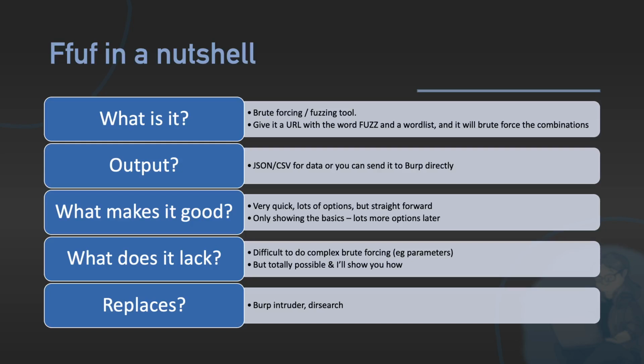So what are the limitations of it? It's difficult to do complex brute forcing, especially when you start to have multiple parameters or you need to have cookies and stuff like that. It's totally possible. I'll show you how. However, that is something to consider. If you're maybe a bit newer, maybe focus on using ffuf to solve simpler problems. And what does it replace? Well, Burp Intruder, dirsearch, or you can even replace something like Arjun for parameter mining.